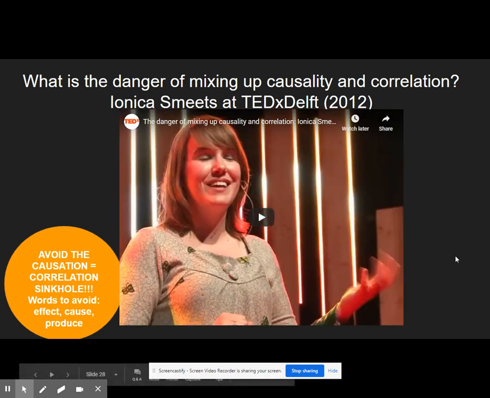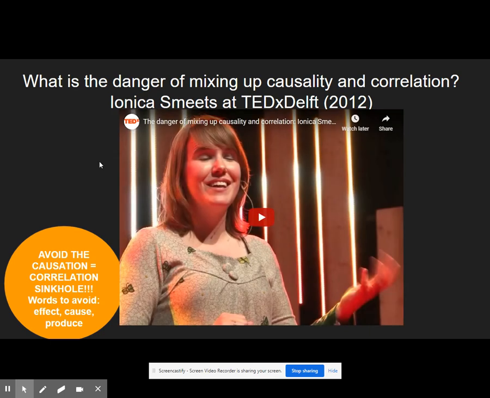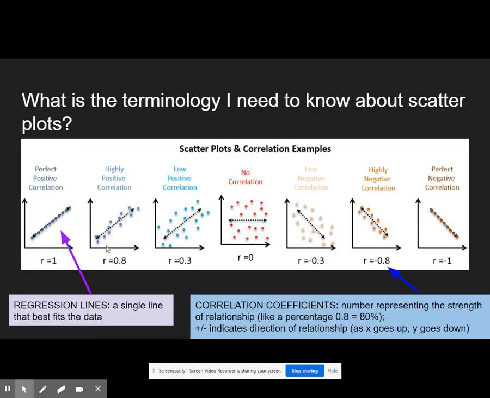All right. So what is a third variable or a confounding variable? We need to understand that sometimes when we're looking at scatter plots, our data isn't going to be perfect. So let's go back here. What we know for sure is that as ice cream sales go up, so do murder rates. We know that connection has a 0.7 correlation coefficient.